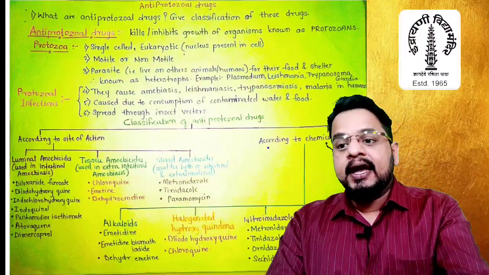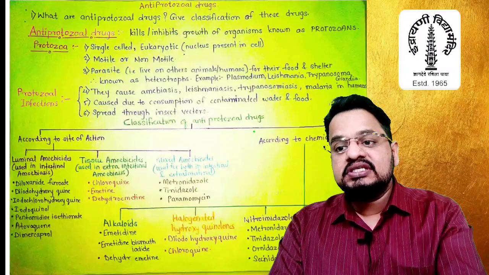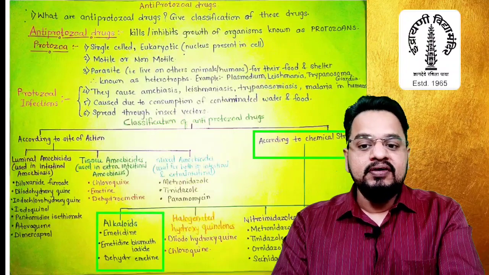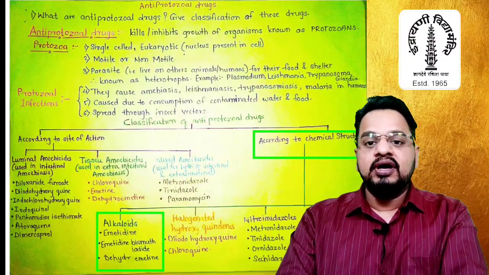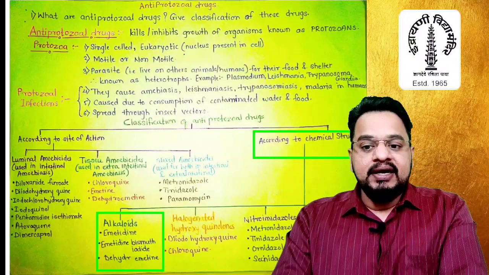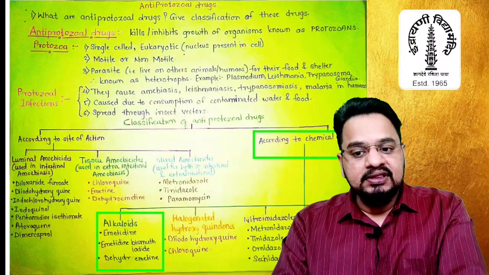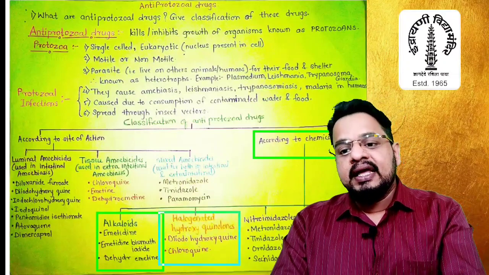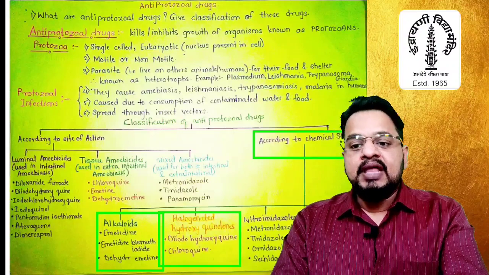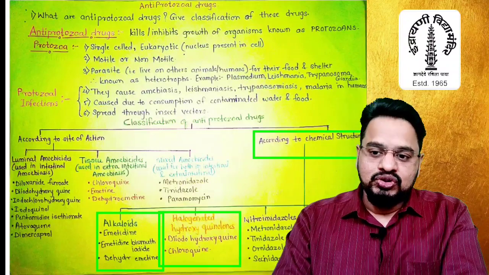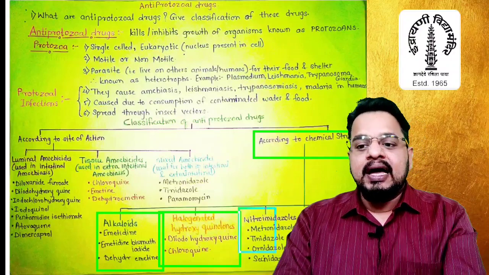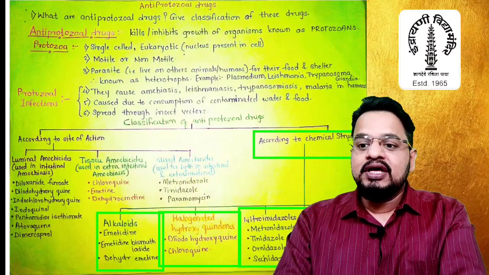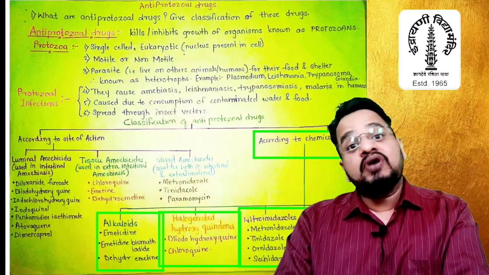Now coming to the chemical classification, according to chemical structure, the first could be the alkaloids. Examples of alkaloids are emetine or emetine bismuth iodide. Okay, so these are the alkaloids. Then the next category is the halogenated hydroxyquinolines, chloroquines. Understand? So this is another class. Then the third important class, which is very important from the exam perspective as well, is the 5-nitroimidazole derivatives.